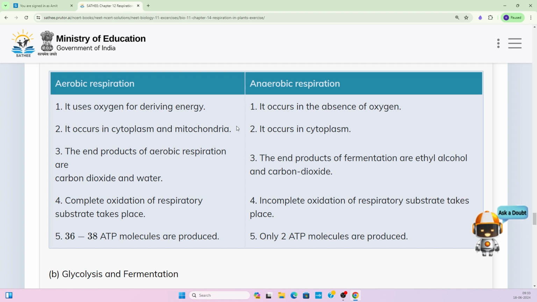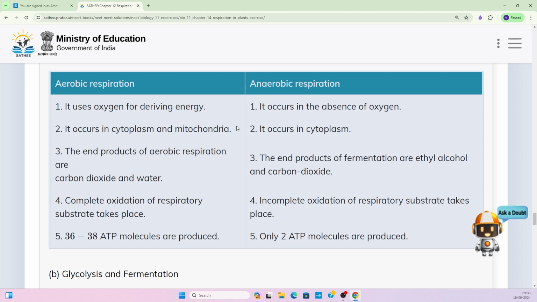along with the energy. And here, in the case of anaerobic respiration, incomplete oxidation of respiratory substrates takes place. The amount of energy formed is quite less, and we get ethyl alcohol as the last end product, but that can also get oxidized later on. But in the process of anaerobic respiration, the end product is ethyl alcohol, and that is due to the incomplete oxidation.